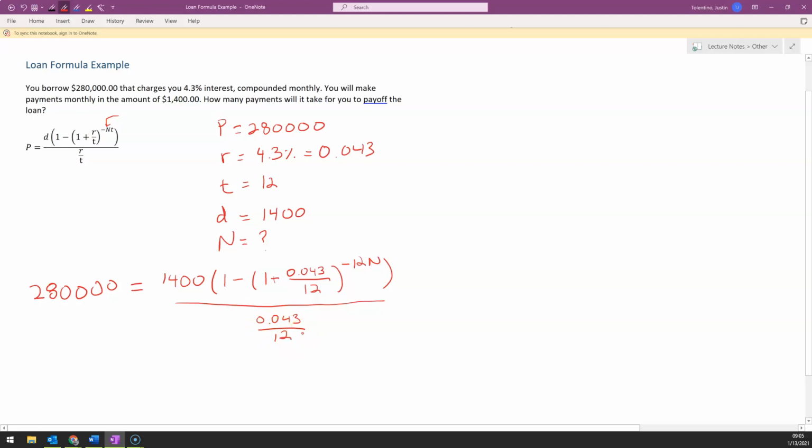The first thing we want to do in solving this equation is notice that we have complicated fractions within fractions. It's taking this top divided by the bottom. So let's get rid of this piece first. We're dividing by this fraction. So how do we undo division? We're just going to use multiplication. On both sides, we're going to multiply by 0.043 over 12. And we're going to do this on the other side as well.